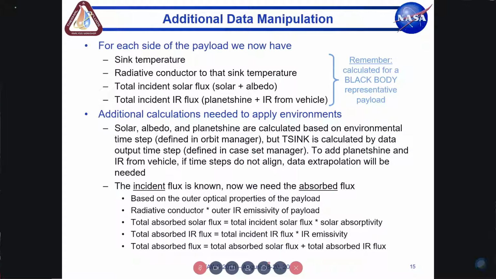But for the total IR calculation, the Planetshine values are output based on the time step defined for the environment, which is defined in the orbit manager. And if it's for an orbit, I believe the default is 1/12 of the orbit period. But then the IR from the vehicle is calculated based on the output interval that is defined in the case set manager. So if those two time steps don't align, you'll need to extrapolate one set of data for the time intervals of the other before they can be added together.